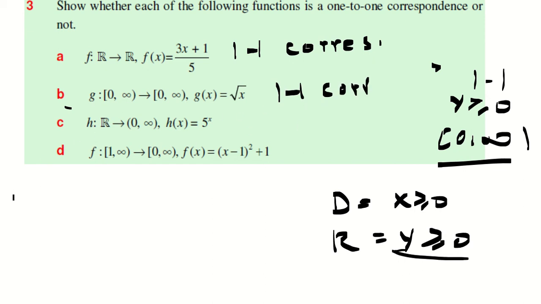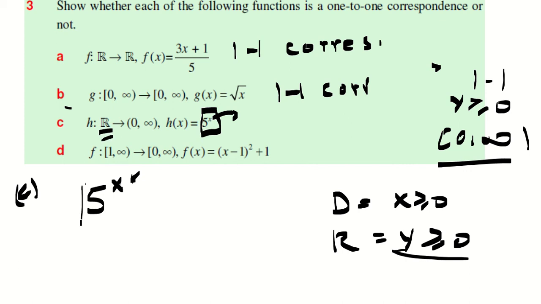Okay, let's continue to the next one. C, the function is 5 to the power of x. What number can be inserted in place of x? Any number, positive or negative, it's okay. In the case of an exponential function, any number can be inserted here. It will never be undefined. Whatever number you insert as an exponent, it can't be undefined. If you insert 0, for example, 5 to the power of 0 is 1. So the domain is the real numbers, obviously.